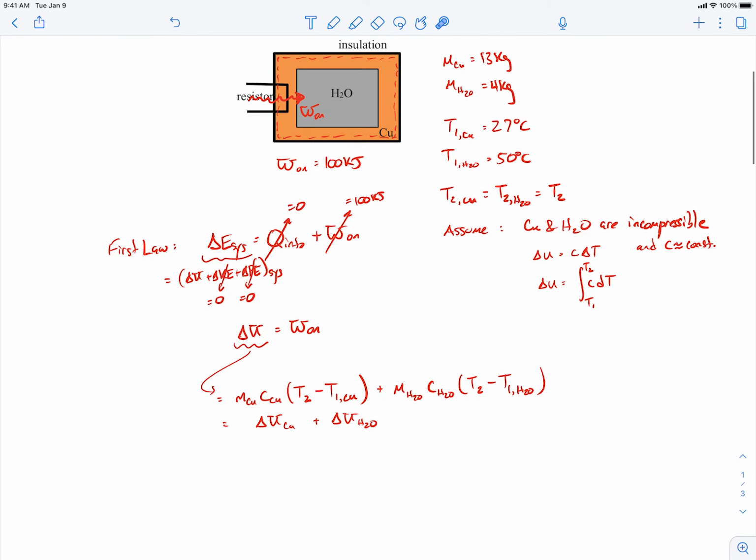All right, so we know some of this information. We know the mass of the copper and the mass of the water. That was given in the problem statement. We know the initial temperature of the copper and water. So that was given as well. We're trying to solve for the final temperature, T2. So one of the things I need to know is what the specific heats are for the copper and the water. So to find those, I can refer to a table.